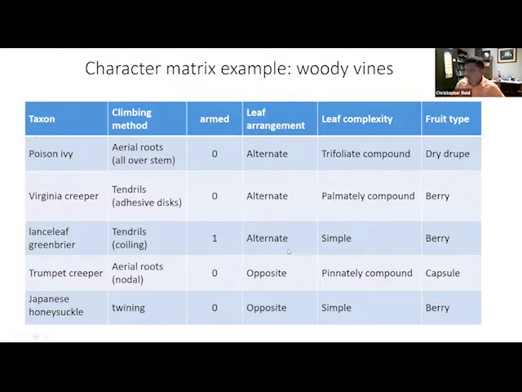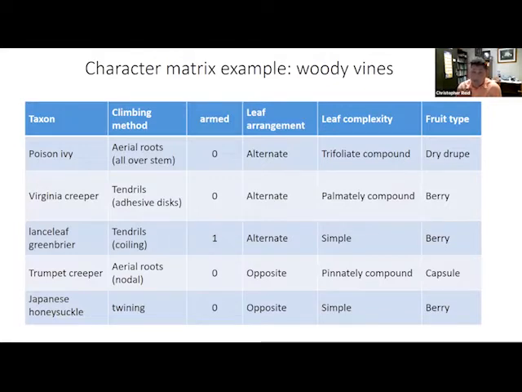And then Japanese honeysuckle also has a berry. So this is an example of a character matrix. And the point of a character matrix, and just to reframe the context here, I'm giving this presentation to give you some ideas, because I'm assuming that most of you are interested in learning to identify plants, developing your plant identification skills. So this is an approach that can help you, and the character matrix in particular can help you organize information.